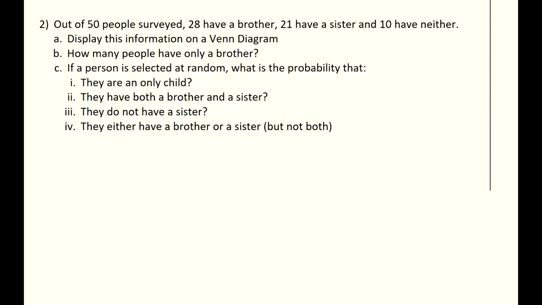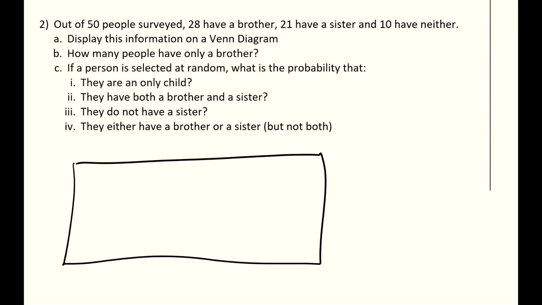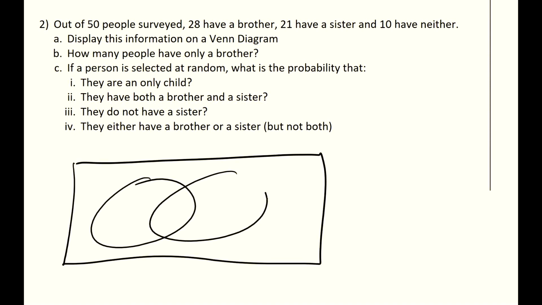Question 2. We are told we're working out people have brothers or sisters or neither. We survey 50 people. 28 have a brother, 21 have a sister, and 10 have neither. We're going to do the same trick we did earlier. We're going to work out what these 3 numbers add up to. Add up these numbers. That gives us a total.